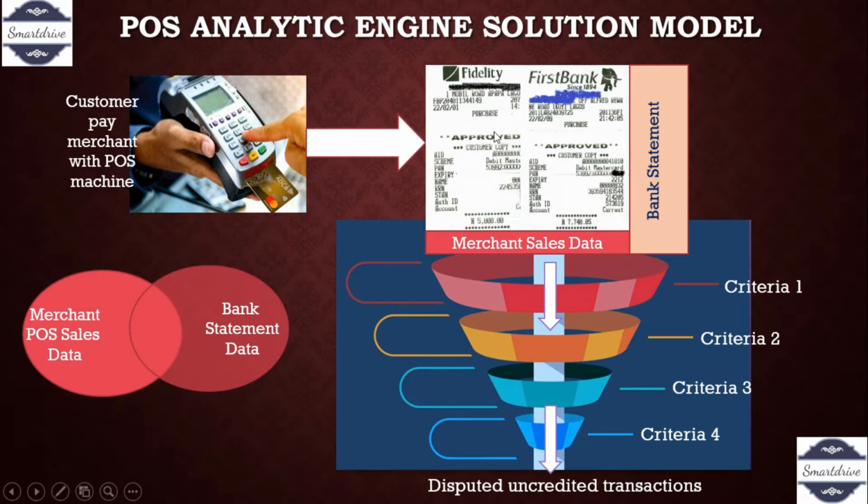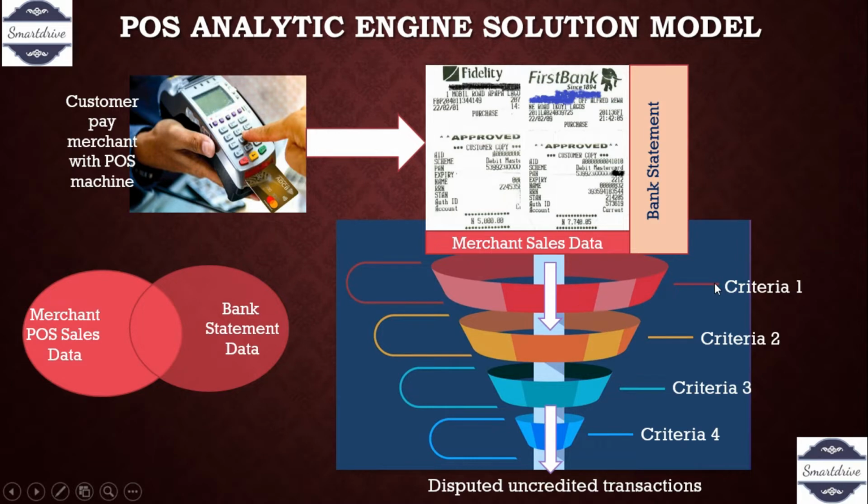As we have advised you, once you keep data of all your transactions for a week, you will then go to the bank and collect a bank statement. So this is a bank statement, and then you will upload this. This is what you already captured daily into your sales record, and of course you obtain the bank record, which you then upload into the POS Analytic Engine. The POS Analytic Engine uses a funnel-like solution.